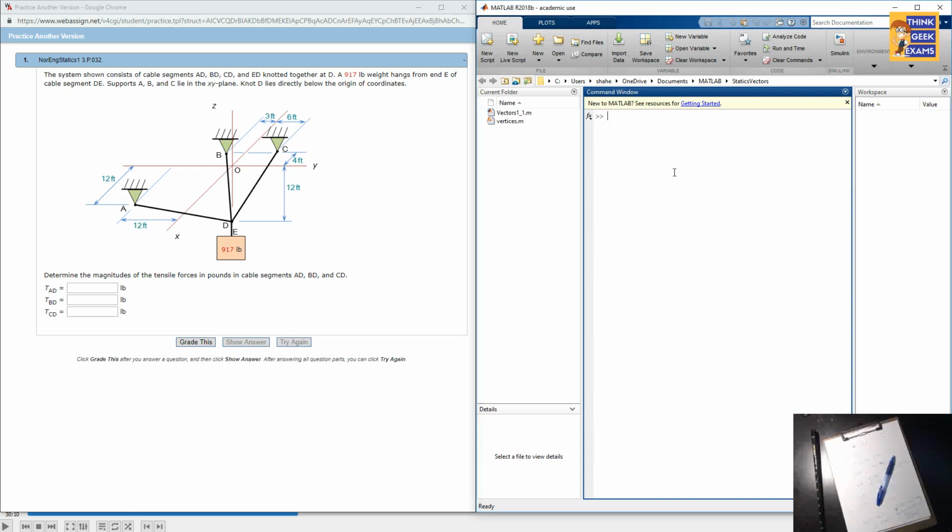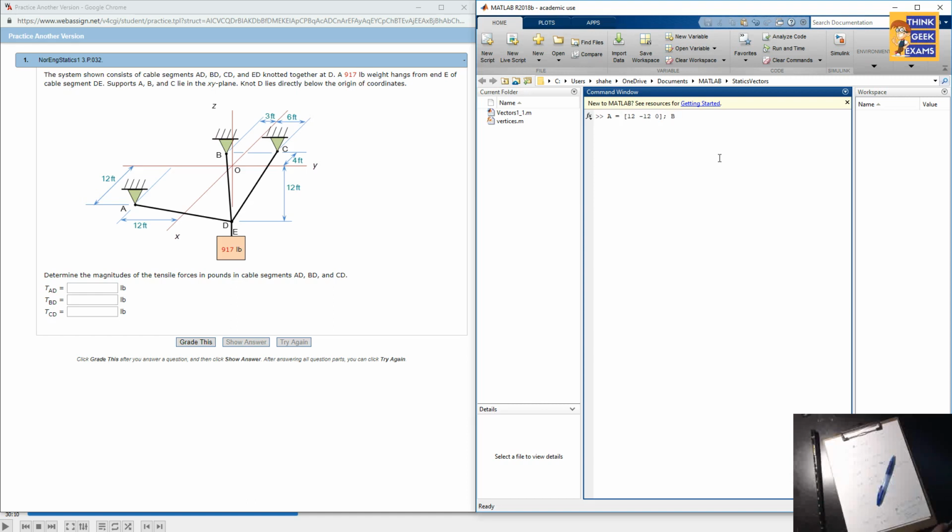So let's get these points out of the way. A equals, in the x direction it is 12 feet away. In the y direction it's actually negative 12, and in the z direction it's actually on the plane. So there you go, it's 0.